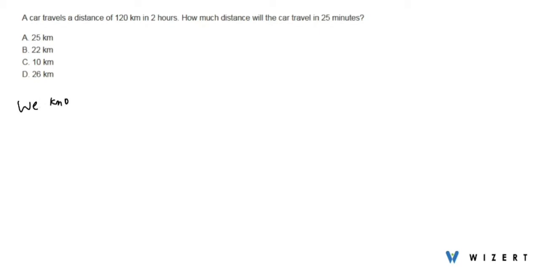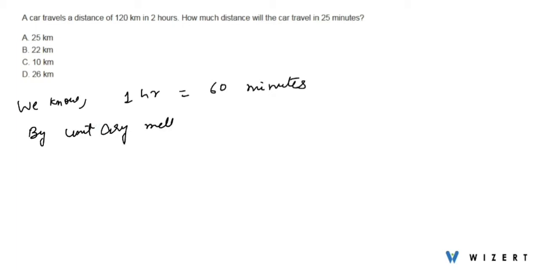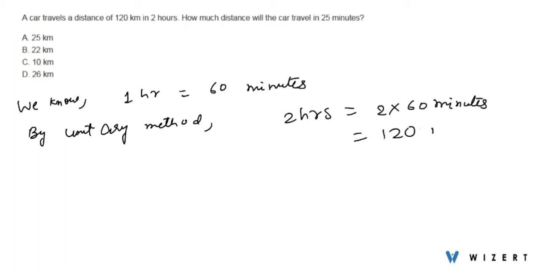So first of all, we know that 1 hour is equal to 60 minutes. So using the unitary method, we can find out that 2 hours will be equal to 2 multiplied by 60 minutes, which is equal to 120 minutes. Now this we know.